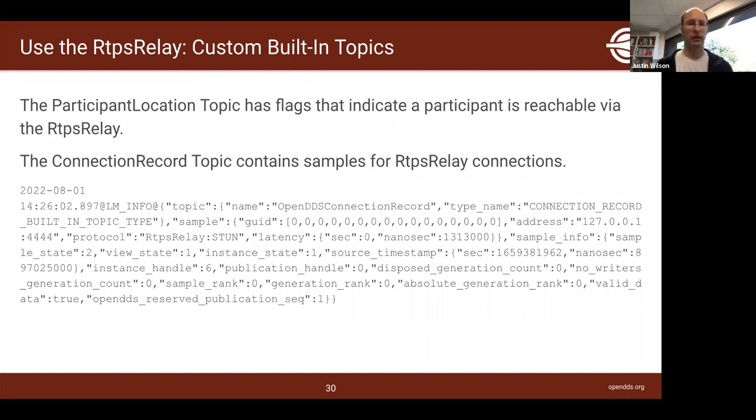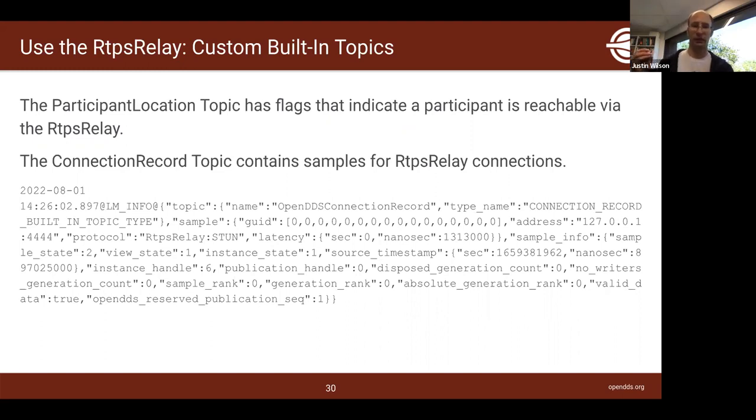This is kind of a generalization of the participant location topic. It's not necessarily a complete replacement yet, though eventually it will be. But the idea here is that there are certain connection records that you can use to monitor connections. So in this particular case, the protocol is RTPS relay STUN. As we're doing connectivity checks with the RTPS relay, we can publish that information in this connection record topic.